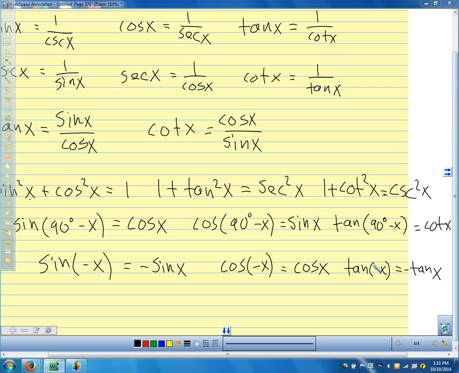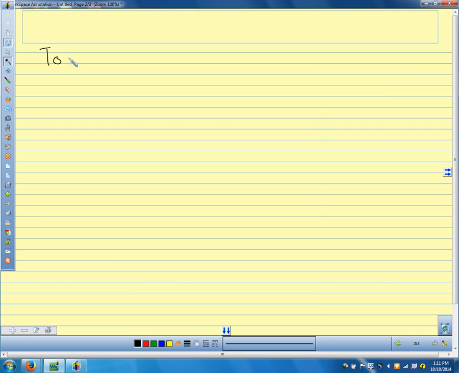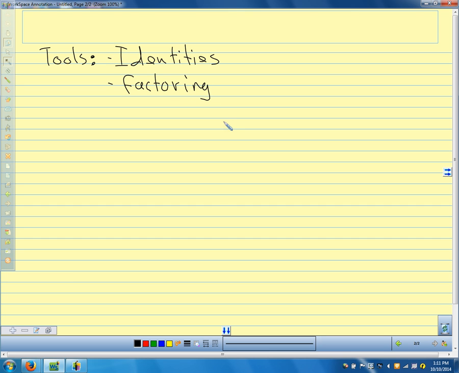We're also going to be using our algebra tools in this chapter, a lot. So the tools that we're going to use. Our first ones, our primary ones for this chapter, are the identities. We are also going to use factoring, so our algebra tools. We're going to be doing some factoring. We're going to add and subtract, often with fractions. So we need one of our tools as a common denominator.